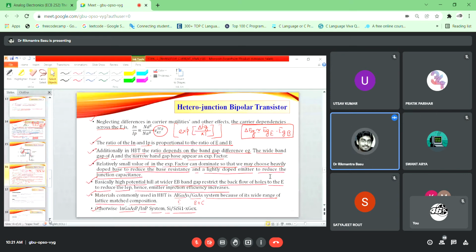So that is the basic concept of the heterojunction bipolar transistor. Although the operations and the mathematical equations are exactly the same, there is no difference, but usually for a better design structure we take the heterojunction bipolar transistor.